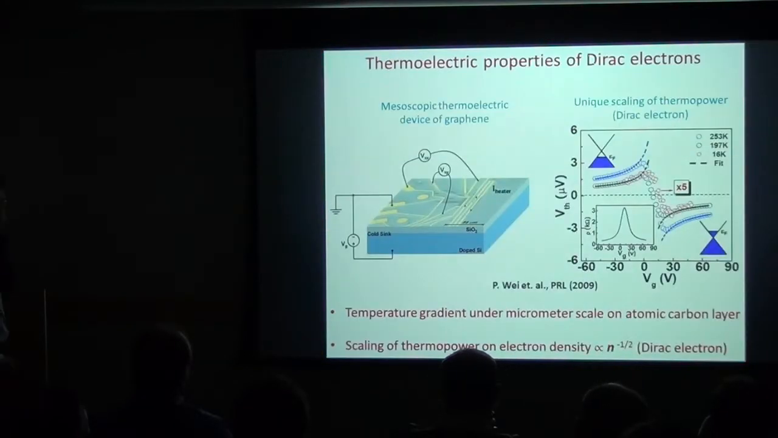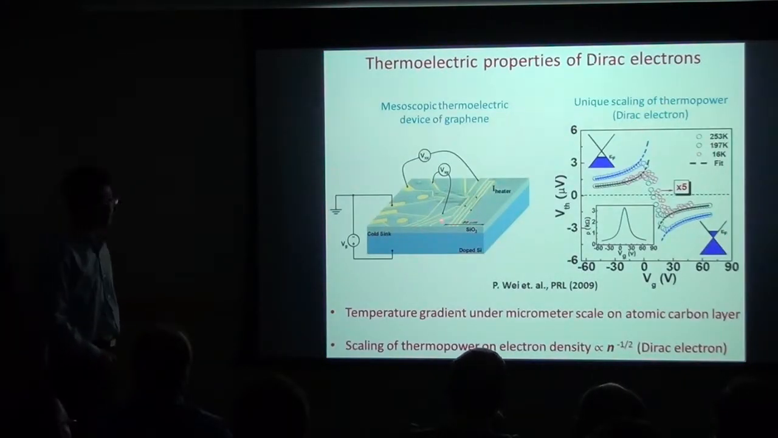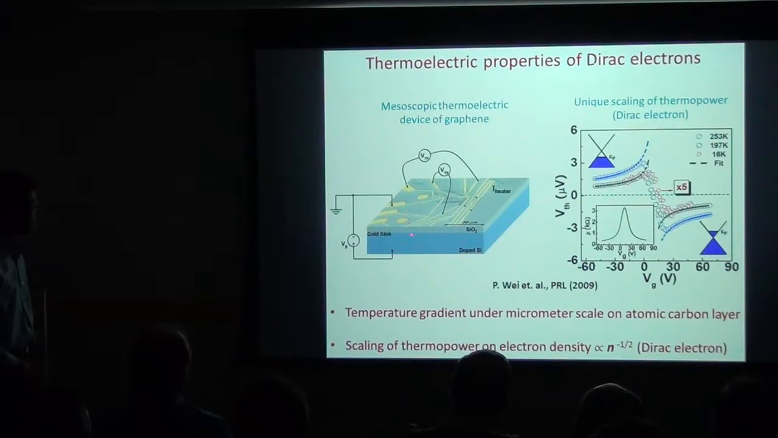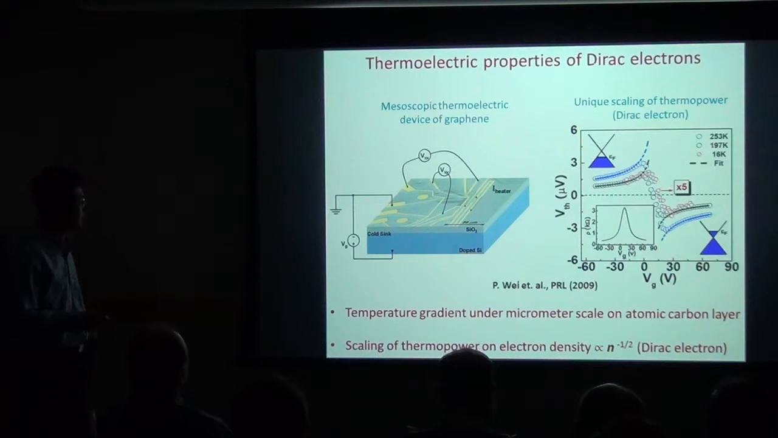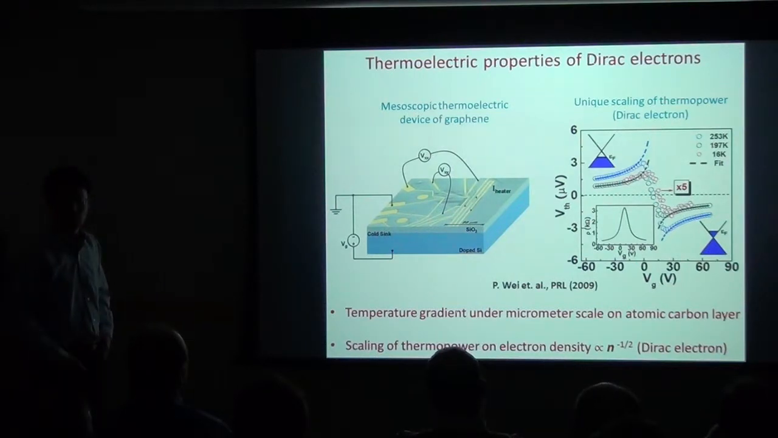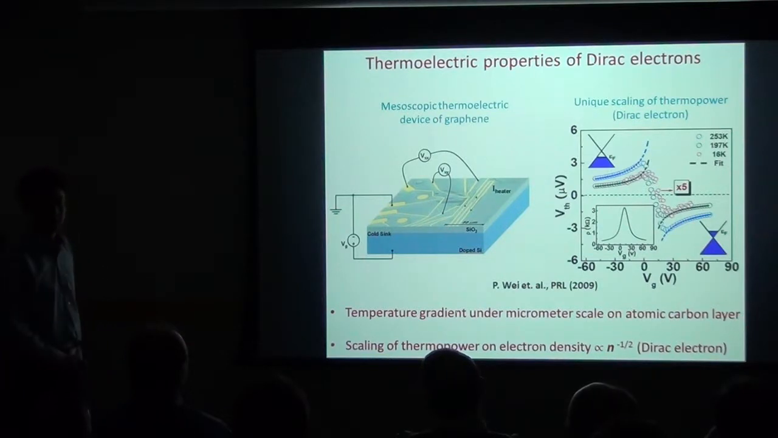And to do that, we need to overcome some technical challenges. So conventional thermoelectric transport, people tend to measure big samples. And it's easy to create a temperature gradient for samples about millimeter scale. However, if you want to create a temperature gradient for a graphene flake, which is about a couple of microns in length and only one atomic layer thick, that has technical challenges.